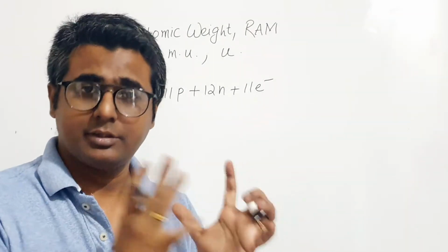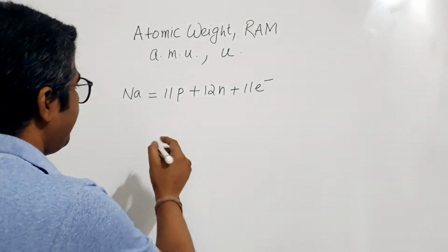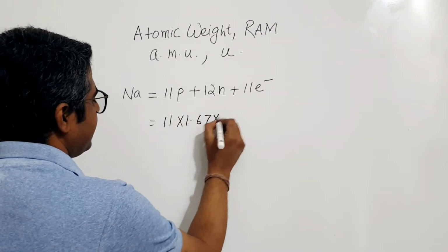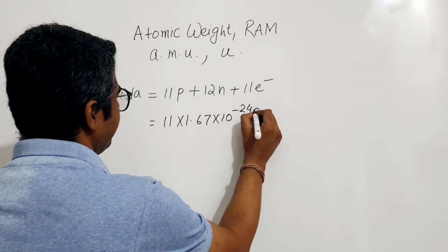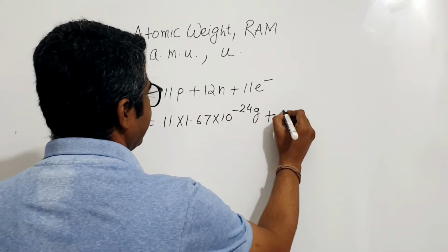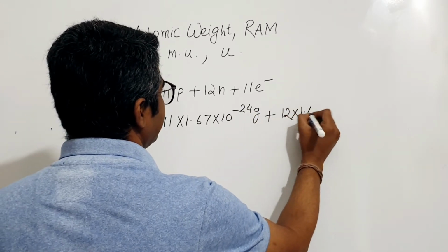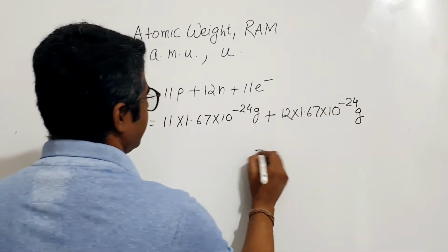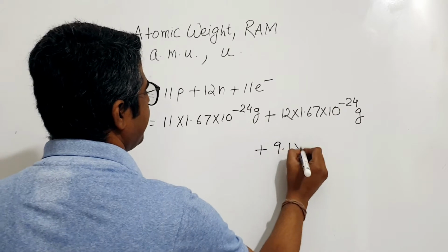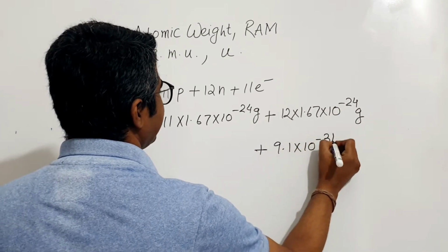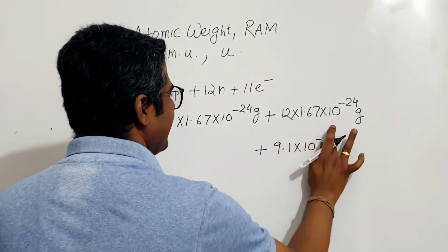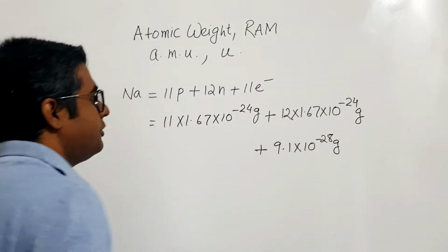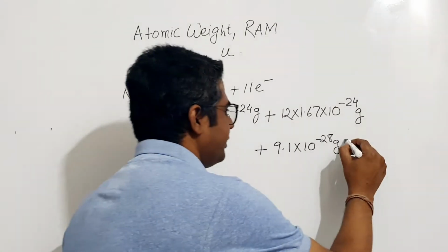So, a proton has a mass of 1.67 into 10 to the power minus 24 gram. Neutrons have almost the same, 1.67 into 10 to the power minus 24 gram. Electrons have a mass of 9.1 into 10 to the power minus 31 kg, so I will multiply it with 10 to the power 3 to convert to gram. If you see the masses over here, there are 11 electrons, so I will multiply with 11.